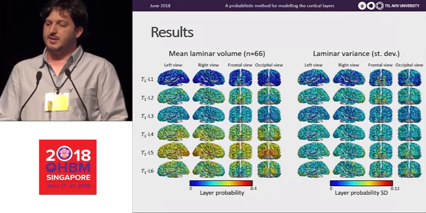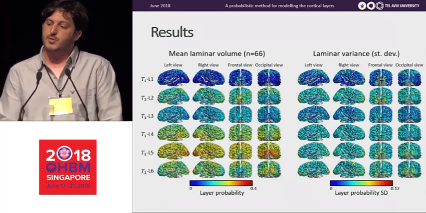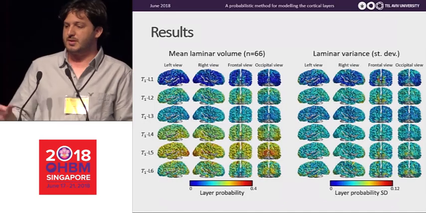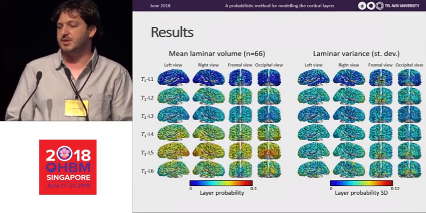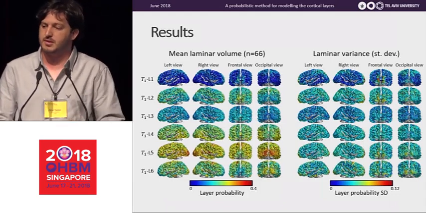And here on the left are the results again, the same results I just showed you. And on the right is the standard deviation between subjects. Note that the color scales are different, and the variance between subjects is quite low, again showing that this method is quite reliable.